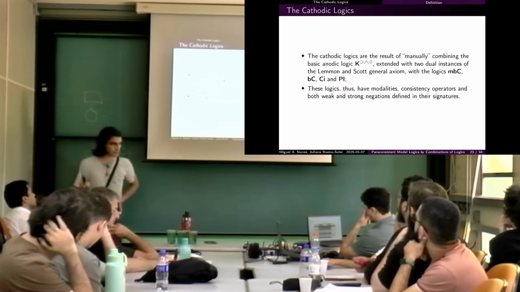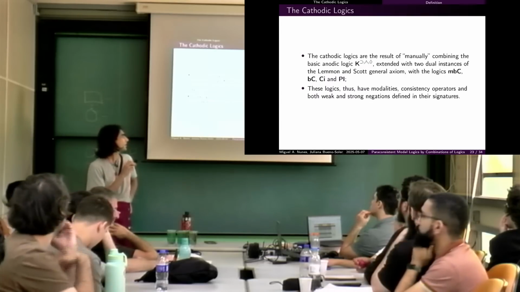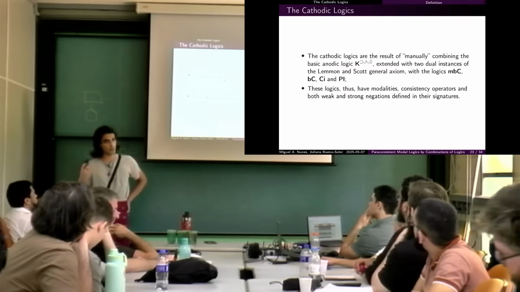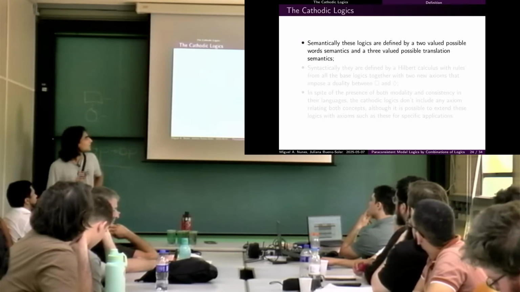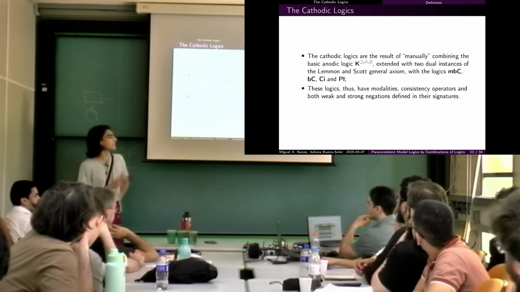We get strong negations because in paraconsistent logics, I believe not in BC, but in BC and CI, we can define strong negations from both implication and weak negation. In BC you can too? Okay, so in... Okay, that's true. Yeah, thank you.